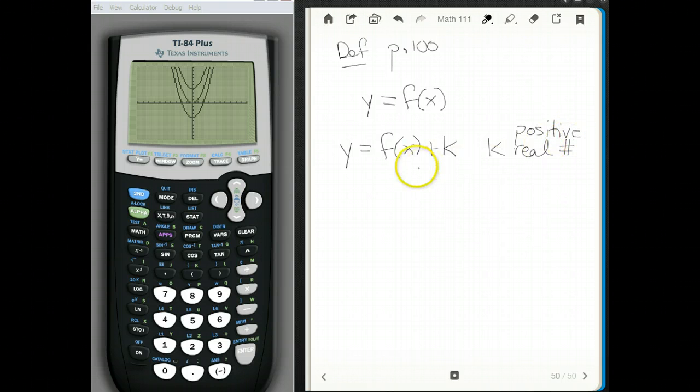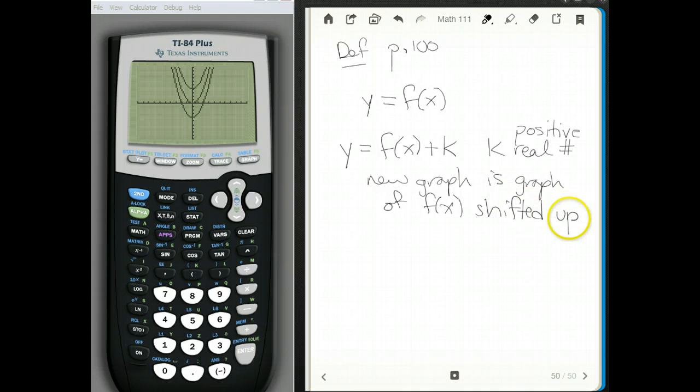Okay. So let's say I add a positive real number right here. Then the new graph is the same shape as f of x, but I've shifted it up k units. So then we'll say the new graph is the graph of f of x and we say it is shifted up k units, right?